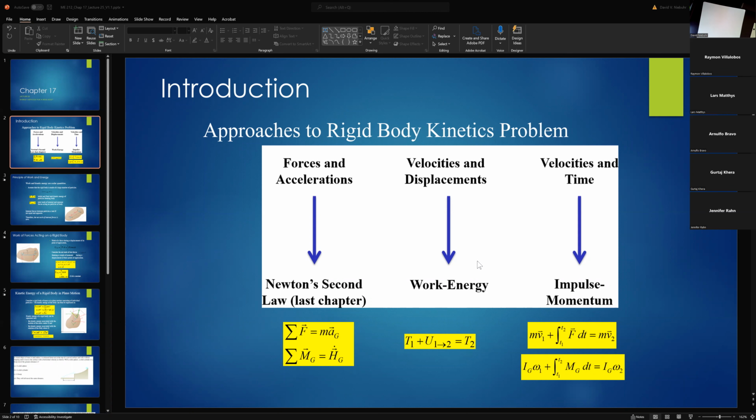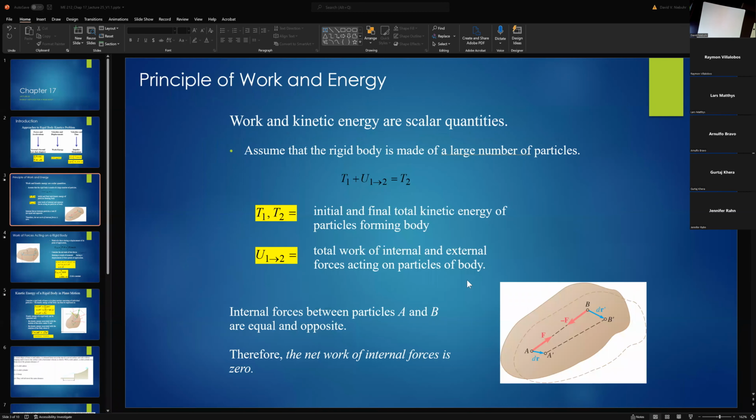The only difference is with work energy, and we'll get to impulse momentum on Friday, but with work energy, we have a new concept, which is the rotation of, or the force causing a rotation. So let's go through this quickly and I'll explain that.